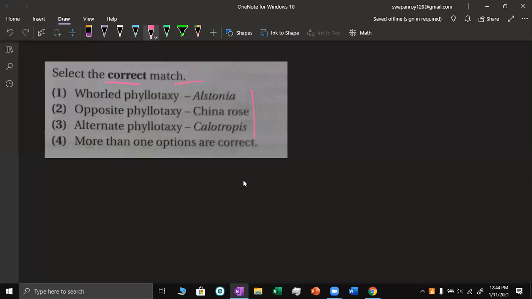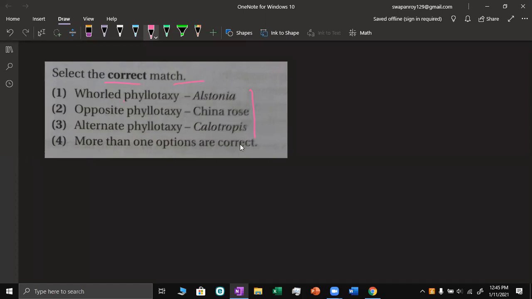Option four, sir. Option 4. Option 4. How come? Which one is correct here? Which are the two or three are correct? All the three are correct. No, sir.